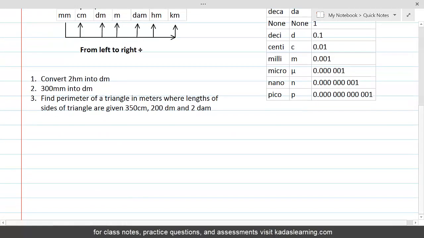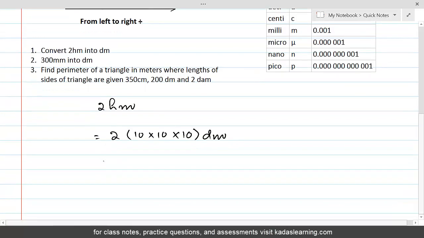Therefore, 2 hectometers will be equal to 2 times 10 times 10 times 10, and the destination was decimeters. This is the conversion, and on multiplication we get 2000 decimeters.